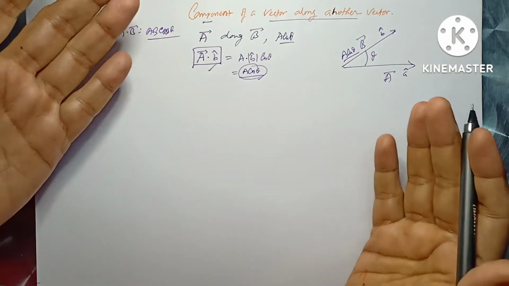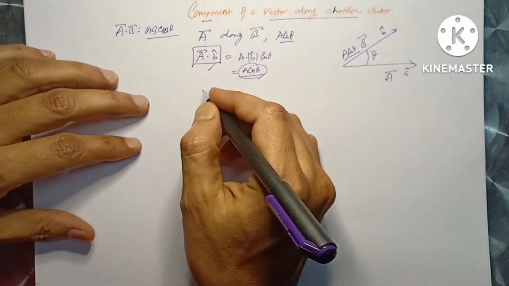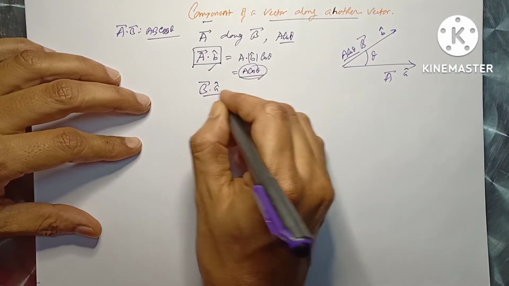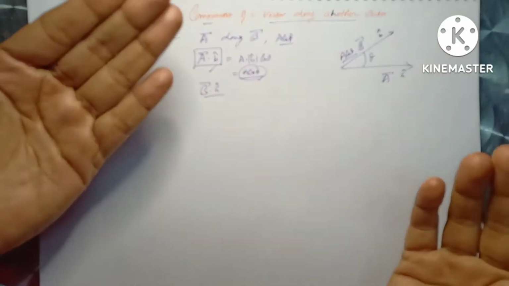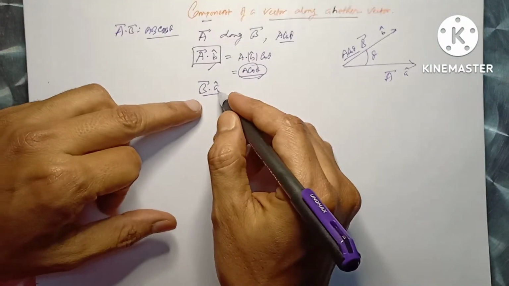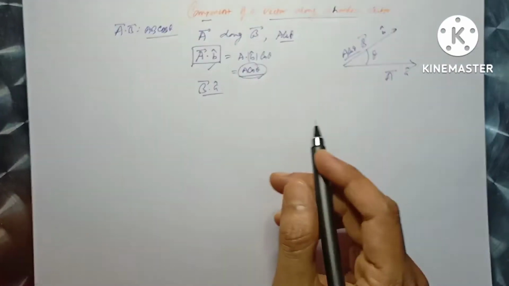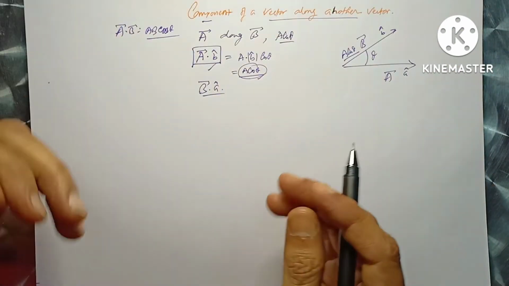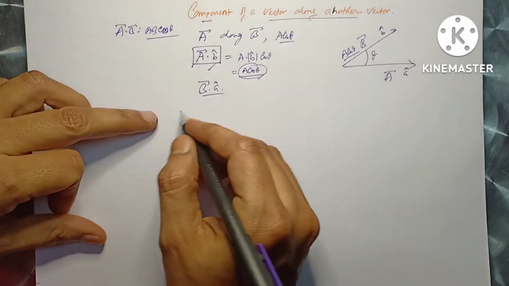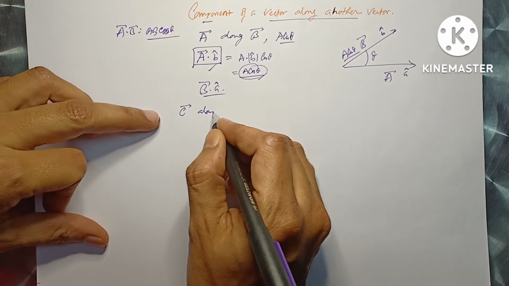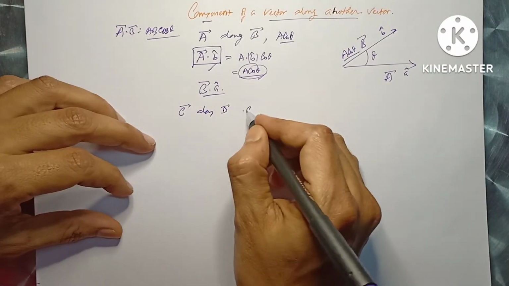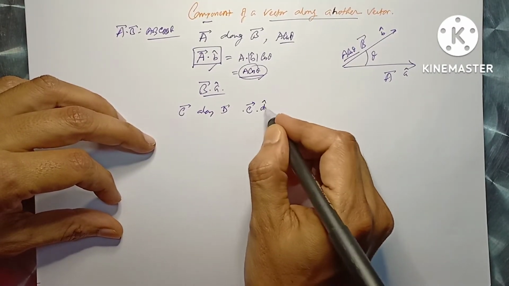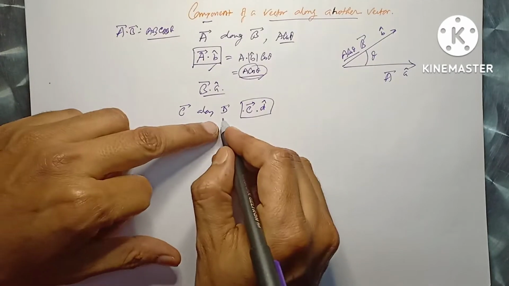So how to find the component of B along A? We can write B vector dot A cap, that is, just the dot product with the unit vector along this direction. This is very simple. So to find the component of C vector along D, we can write C vector dot D cap, where D cap is the unit vector along D.